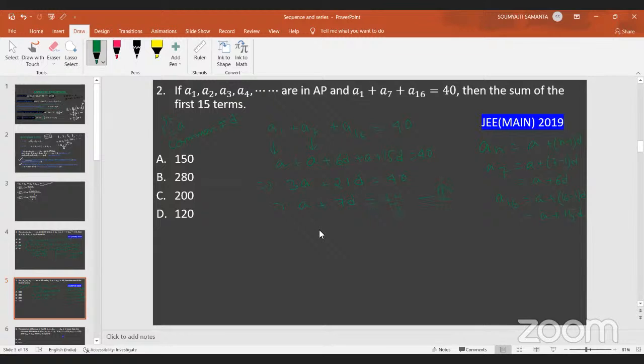Keep it as equation 1. Now see, they have asked to add up to 15 terms. That means they have asked S15. We know Sn equal to n by 2 into A plus L. L means last term.